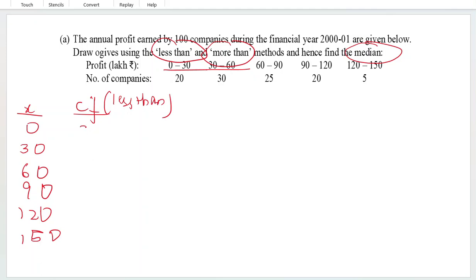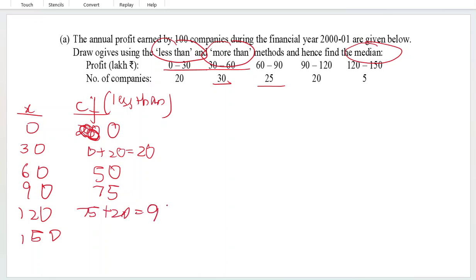Now CF we first create of less than type. The first value will be 0, we always take the first value as 0. Then we do 0 plus 20, which is 20, 50, 75. Basically we add these numbers: 20 plus 30, 50 plus 25, 75 plus 20 will be 95, and 95 plus 5 will be 100. This creates CF. Now this CF will be used to draw less than type ogive.